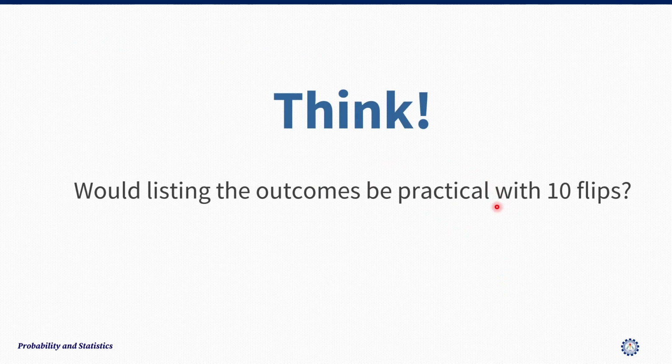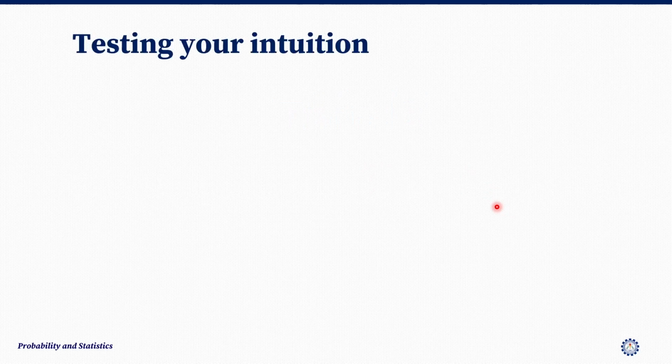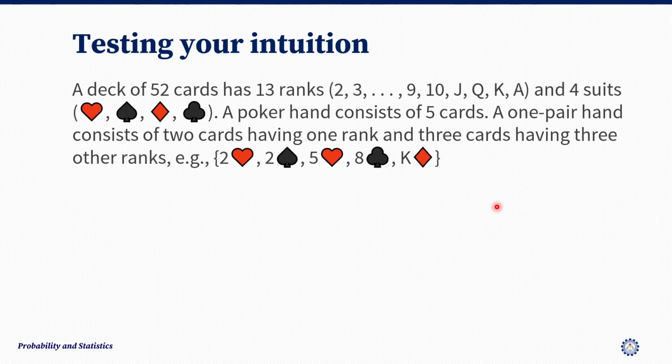So think, would listing the outcomes be practical with 10 flips? Let's first test your intuition. Let's say, for instance, we have a deck of 52 cards which has 13 ranks: 2, 3, 4, 5, 6, 7, 8, 9, 10, Jack, Queen, King, and Ace, and 4 suits: hearts, spades, diamonds, and clubs. A poker hand consists of 5 cards.